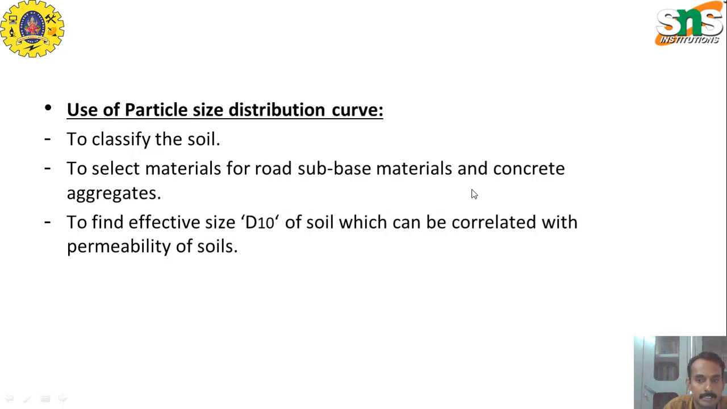Application of particle size distribution curve is to classify the soil based on the particle size. Next is to select the materials for construction of roads and also for concrete. Next is to find out the effective size of soil, which is based on D10 value, which can be correlated with permeability and also can be used in design of various filters to purify water in the process of sedimentation.